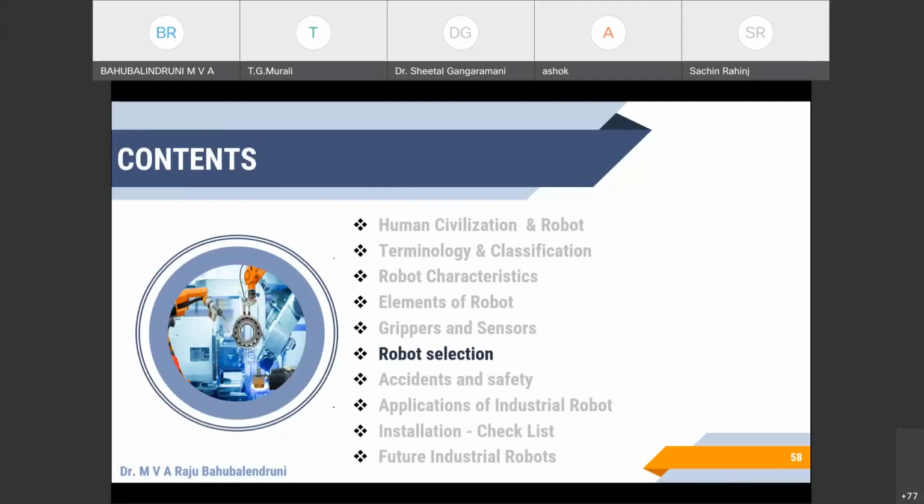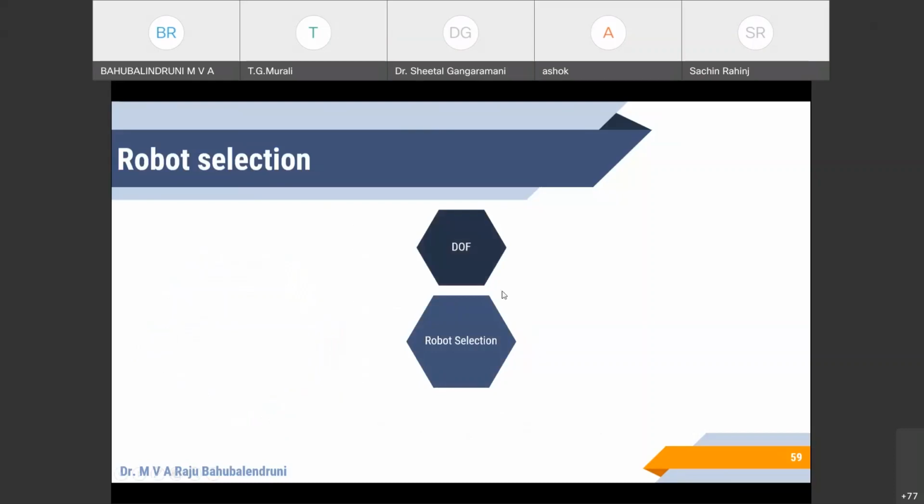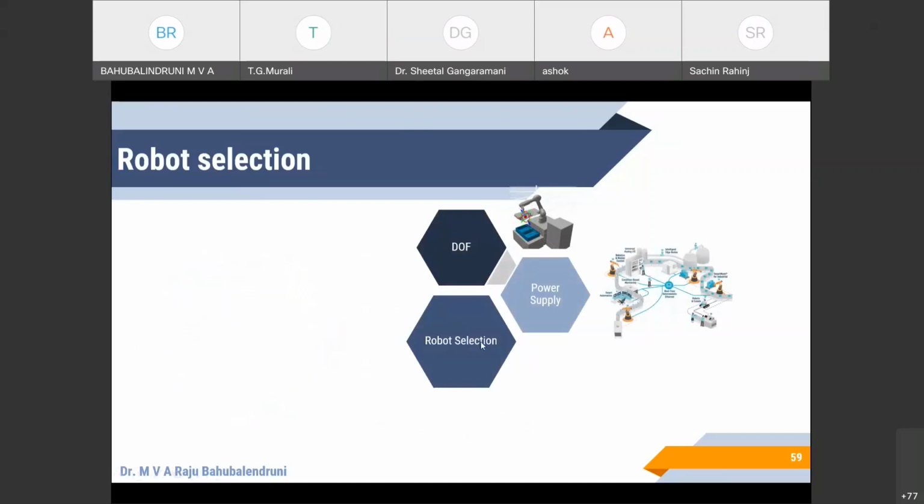Now, I'm taking you through the robot selection. When we are going to select the robot, the parameters to be considered, the first is the degrees of freedom. This will tell you the reachability of a specific location, and the power supply which we are going to give to the robot and also to the end effector.